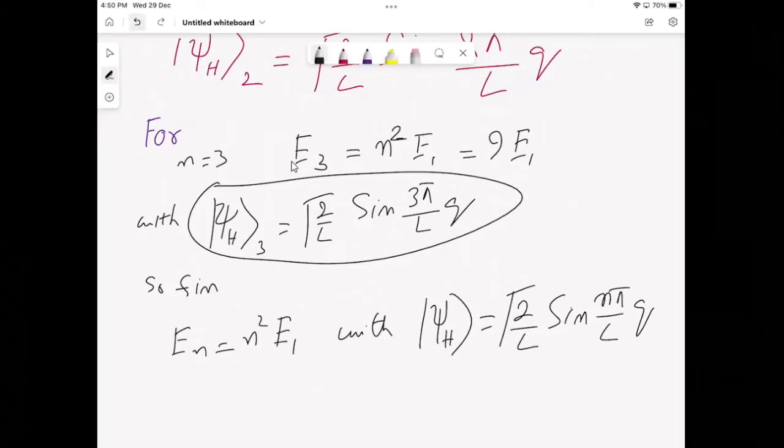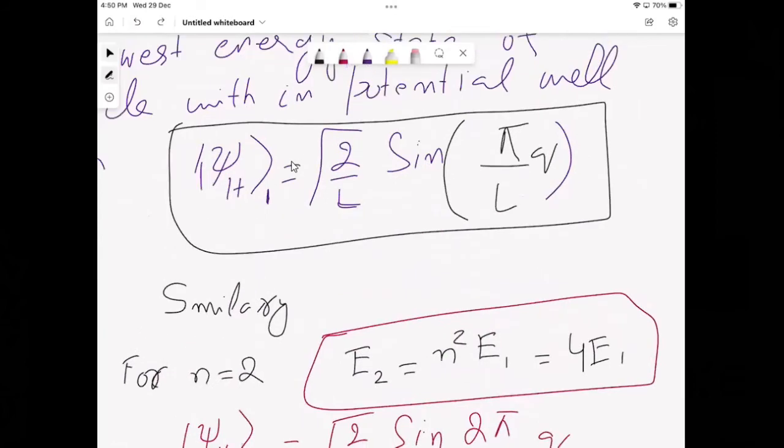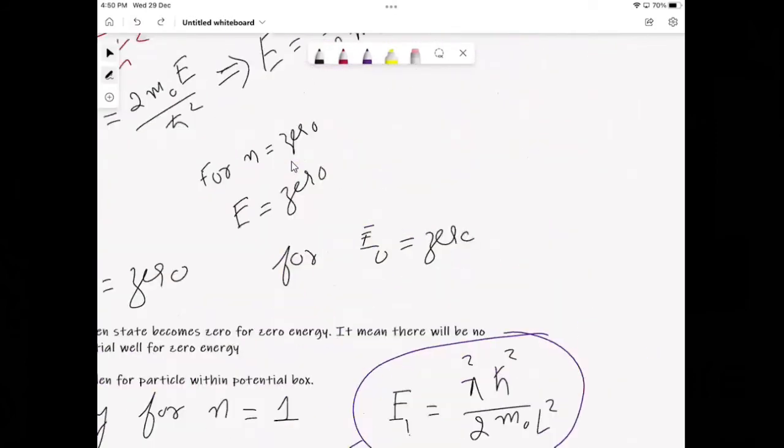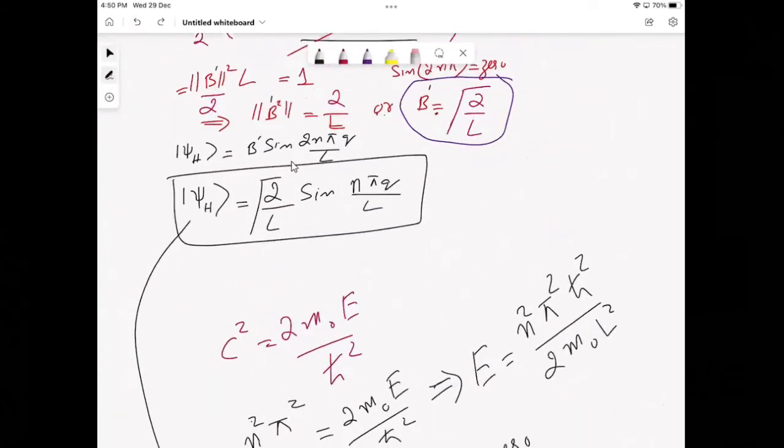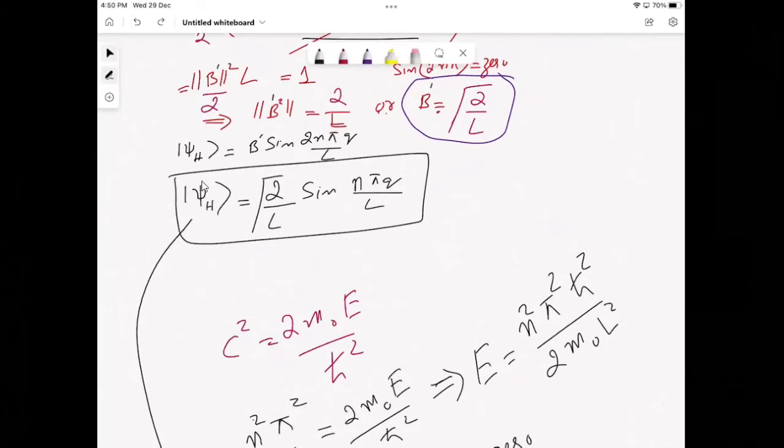Sir, won't a square come here? And square where, with sine? Yes sir, where we have written n pi over L in front of sine, won't n square pi come? Are you sleeping? This is the formula. Okay, here is n or n square.